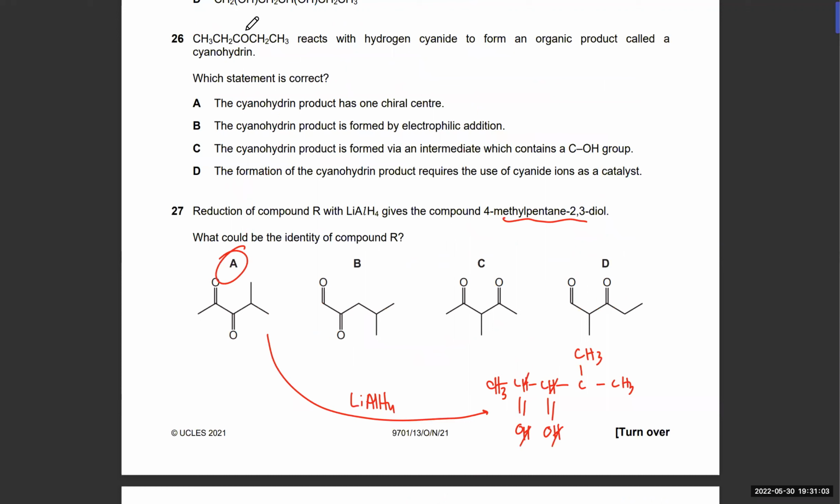As a next one, you've got a ketone. It reacts with HCN to form an organic product called a cyanohydrin. Which statements are correct? So it's 2 carbon atoms, there's a double bond in the middle, and 2 carbon atoms. Now this is nucleophilic addition. What happens is that CN gets added over here, and the top one becomes an OH. The double bond goes away in the middle.